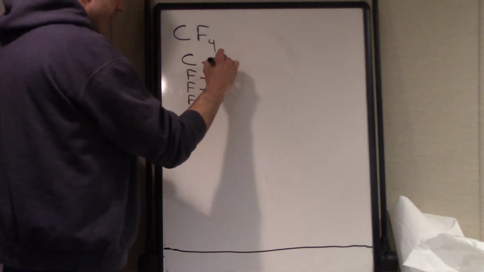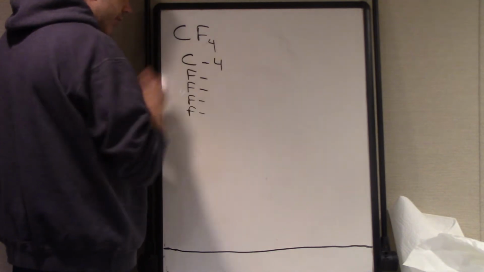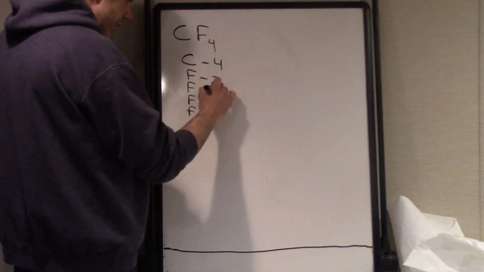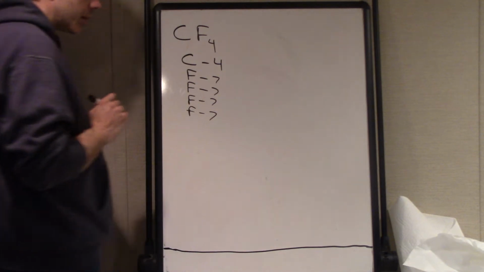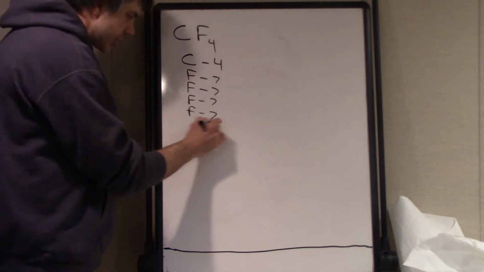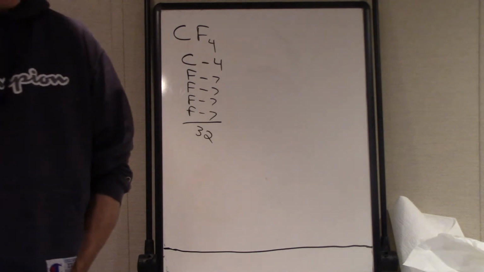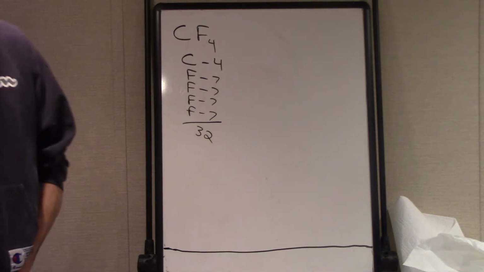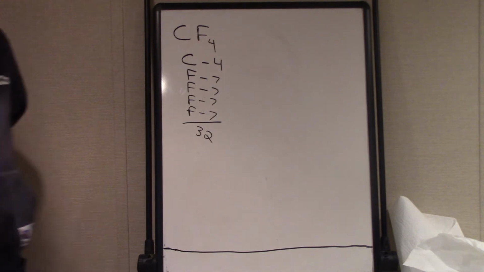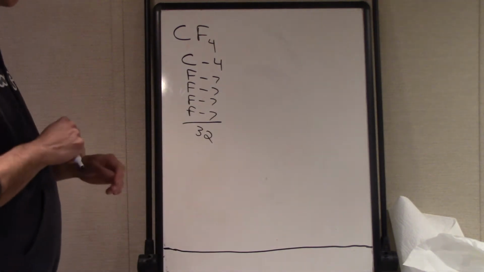Carbon comes in at group 4A on the periodic table, so that's going to have 4 valence electrons. Fluorine comes in at 7. That's going to give us a grand total of 32 valence electrons. That's going to be important because we need to be certain that we're showing all of these valence electrons.